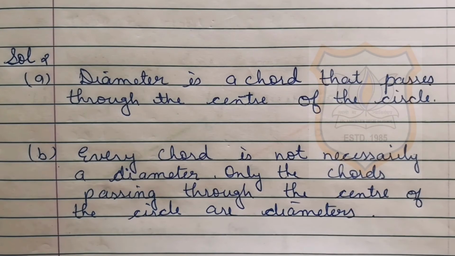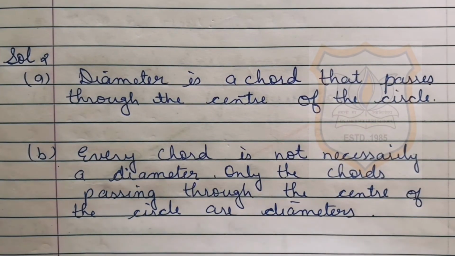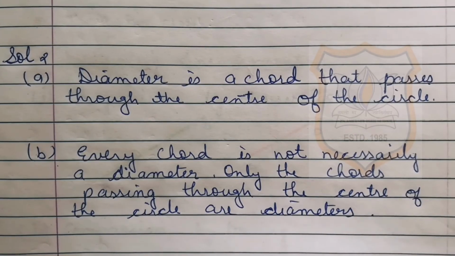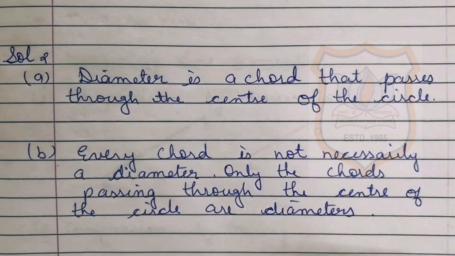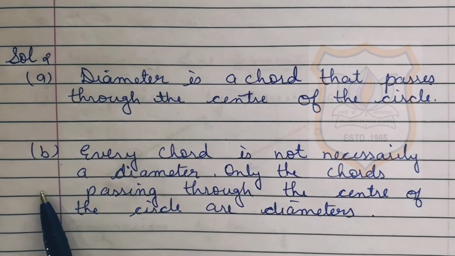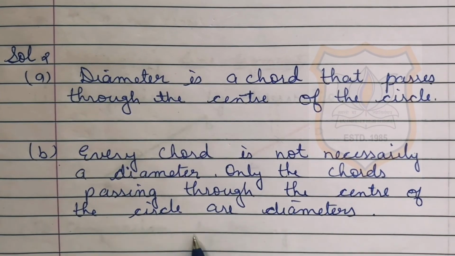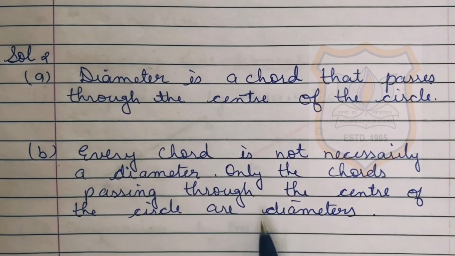Now in B part of question number 2 it was asked, is every chord of a circle also a diameter? We have to state whether each and every chord of a circle is also a diameter. So the answer to B part of question number 2 is that every chord is not necessarily a diameter. Only the chords passing through the center of the circle are diameters. So the answer is no. Each and every chord is not a diameter of the circle. Only the chords which are passing through the center are the diameters of the circle.